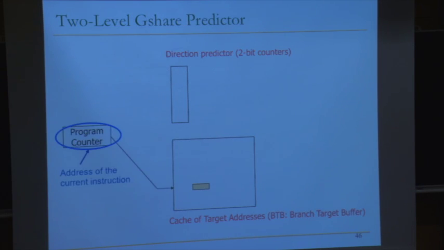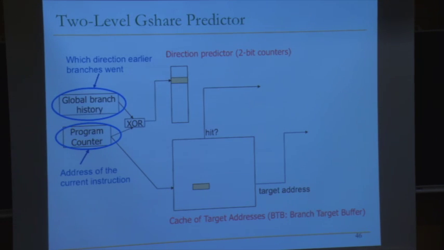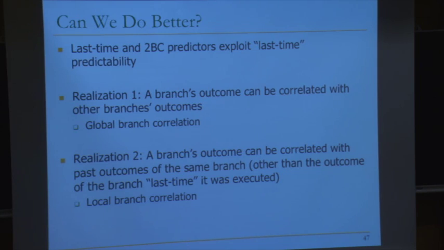Okay? And the G-share predictor, the 2-level G-share predictor, we use a program counter to index the BTB, and we use a global branch history XORed with the program counter to index the direction predictor. Okay. Can we do better now? Well, before doing better, we're going to do it differently. This was global branch correlation.